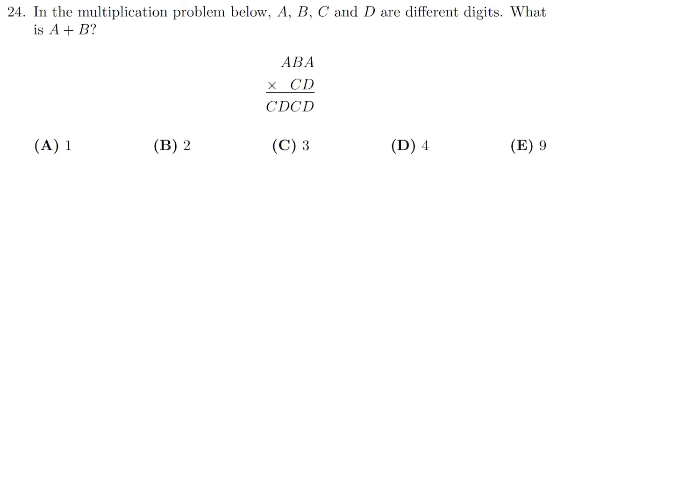In the multiplication problem below, A, B, C, and D are different digits. What is A plus B? All right, ABA, and then it's a multiplication problem, times CD is CDCD. So each of these are different digits.